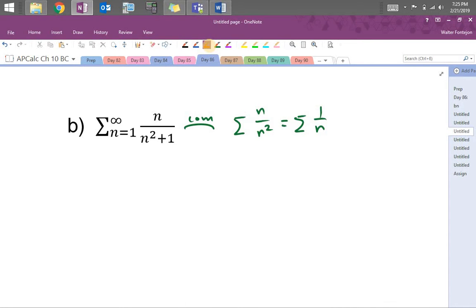If I take a look at this 1 over n and 1 over n squared plus 1, who has the bigger denominator? It's going to be this one. If this has the bigger denominator, this will be the smaller fraction. So I'll get small right here, and this is going to be big right here. Let's run the test for big. This is a p-series with p equal to 1, less than or equal to 1. This one's going to diverge.